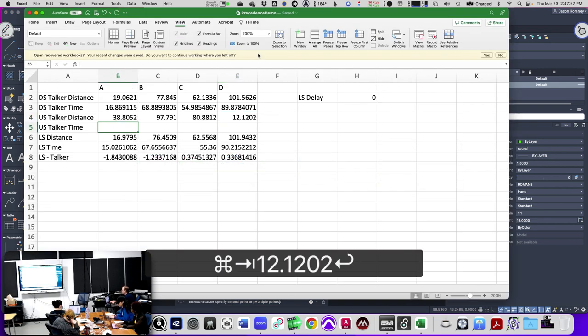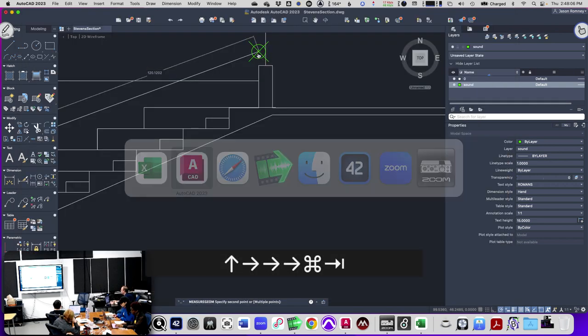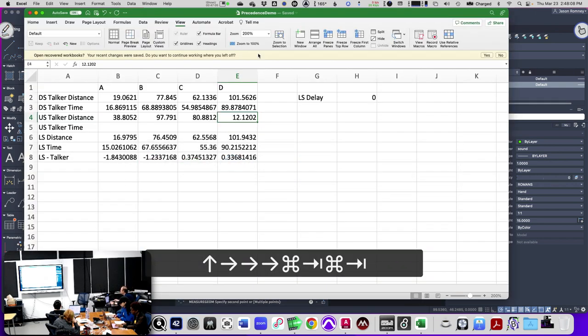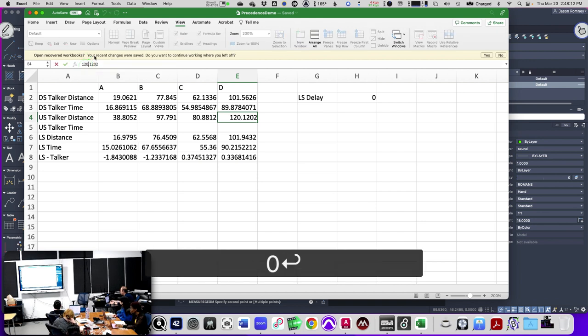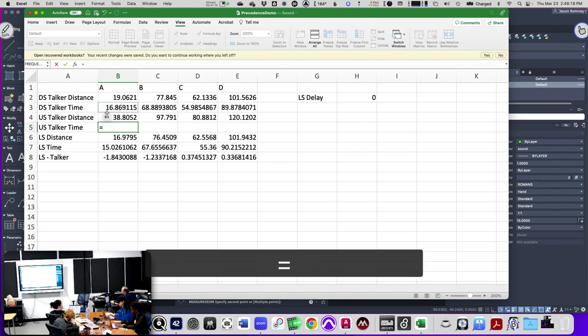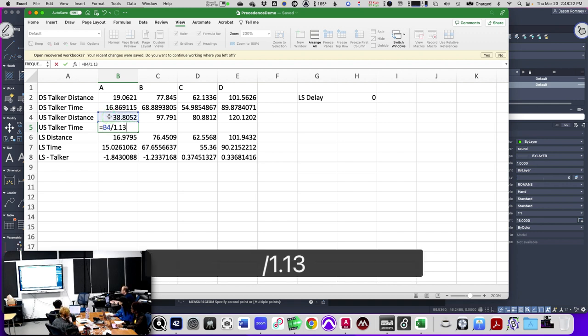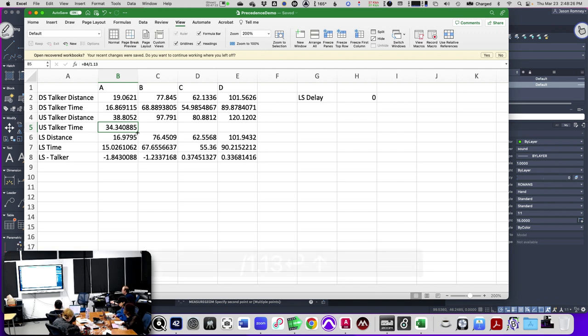Okay, that's the distance. I need to convert this to time in milliseconds. How do we do that? Good catch, Lee. I got to do what? Exactly. So I'm going to take that distance divided by 1.13. And that gives me the time. Okay, and I'm going to copy that over.